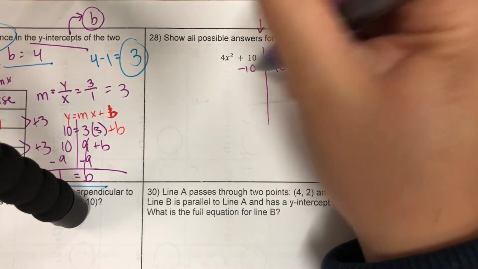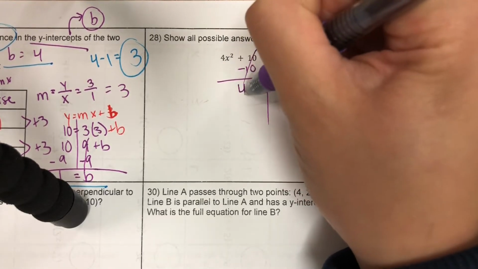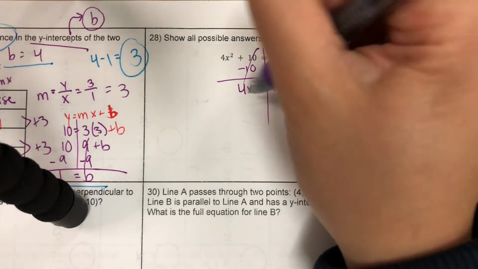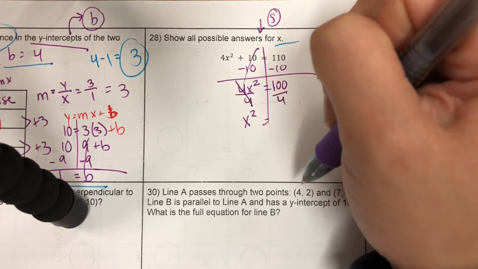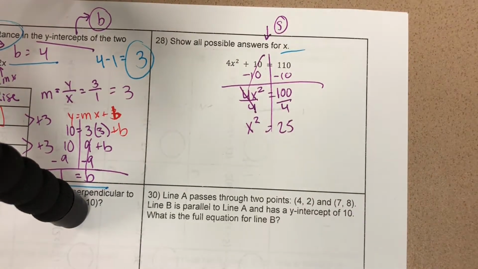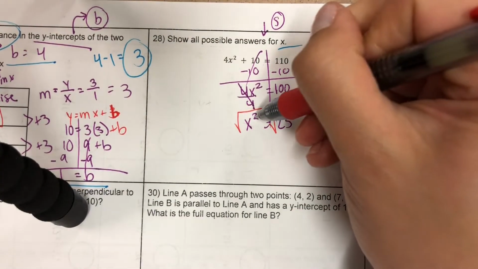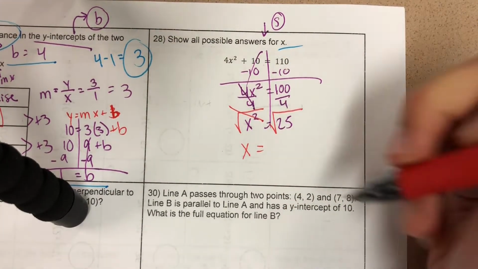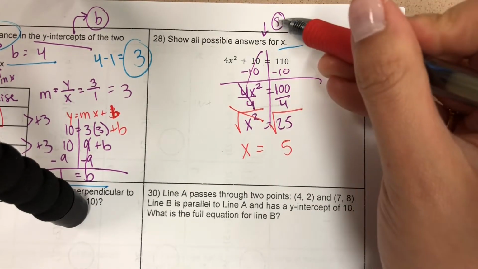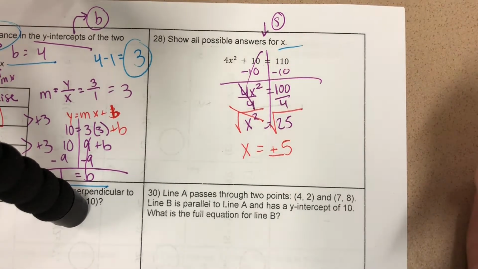I'm going to subtract 10 from both sides. These cancel. 110 minus 10 is 100. I bring down my 4x squared. To get x by itself, I'm going to start by dividing by 4. These cancel, leaving x squared, and 100 divided by 4 is 25. To undo the square to get the x by itself, the opposite of a square is a square root, which I do to both sides. This square and this square root cancel, which is the purpose, leaving x, and the square root of 25 we know is 5, but possible answers, we know that the square root of 25 is positive and negative 5.